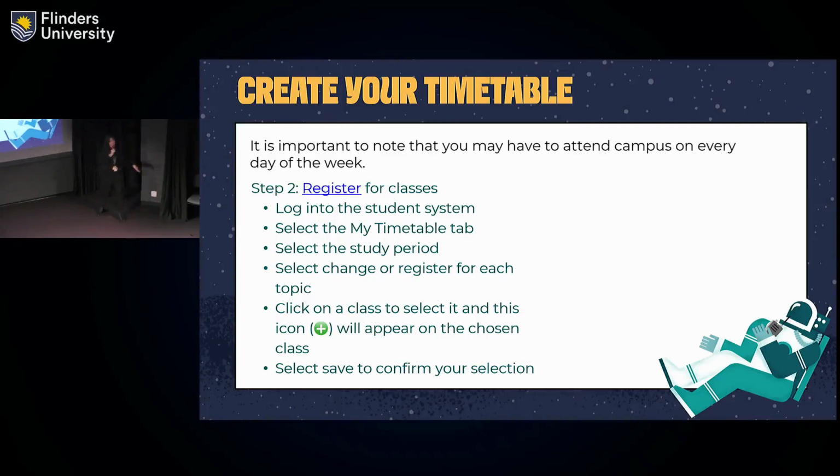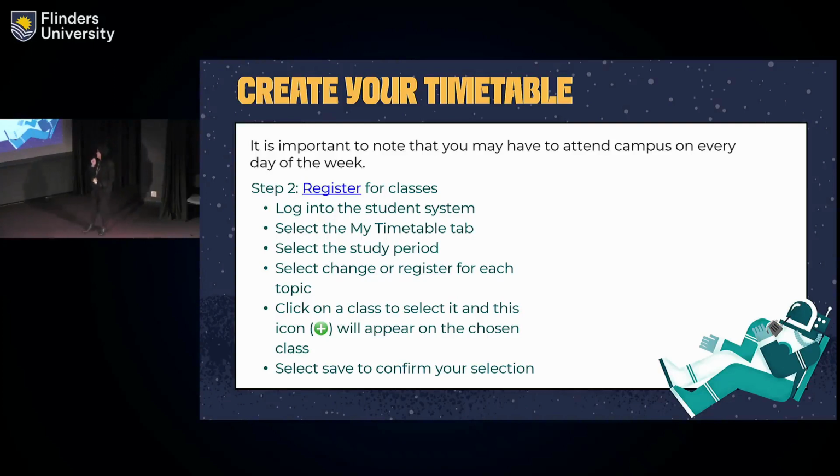So you'll just have to register in the classes and hopefully you'll get lucky and get them all on similar days, or you'll be able to just come to campus on 2 or 3 days a week, but be aware you may have to attend all week. To register in classes, you log into the student system again if you're not already still in there from doing your enrolment. You select the My Timetable tab this time and then select the study period. Now we're in semester 2, so you will be selecting semester 2.